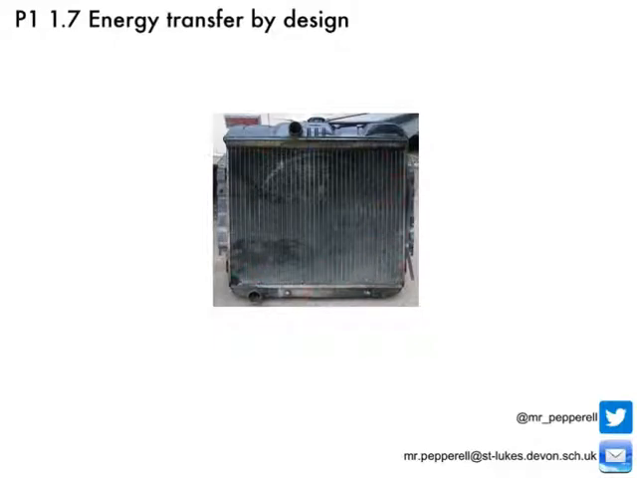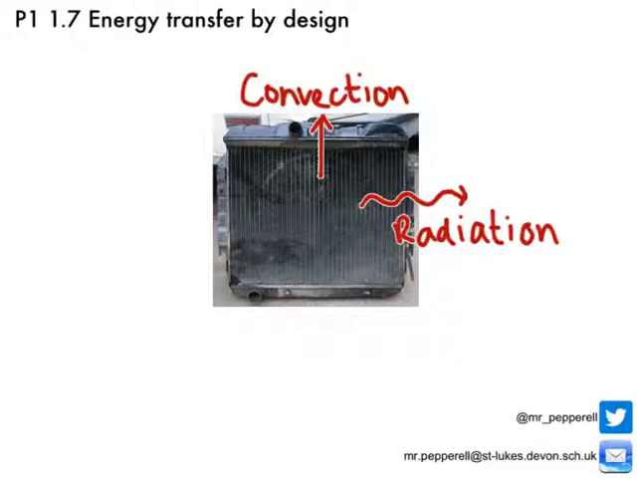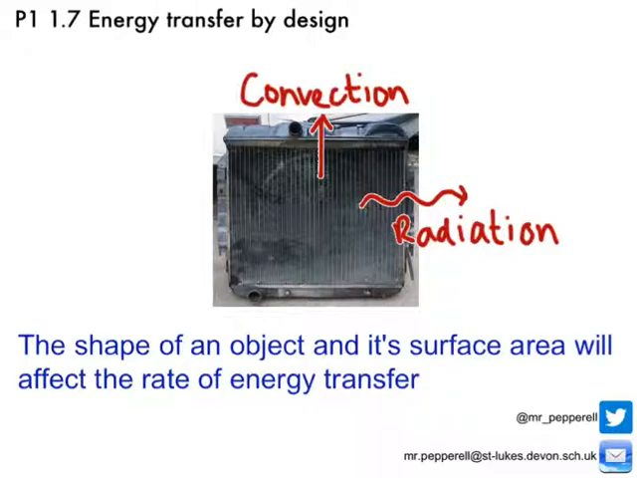are all in contact with the air, and it's from the surface of these fins that the heat energy is transferred away from the radiator, either by convection, where the air around the radiator heats up and then rises away, or it's radiated out, hence the name radiator. Both of these things serve to cool the water down. The bigger the fins on the radiator, the quicker the water will cool. So from this we can see that it's the shape of an object and its surface area that affects the rate of energy transfer. Make a little note of that.